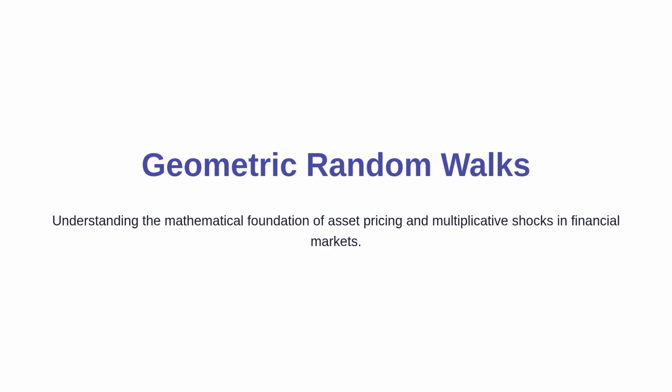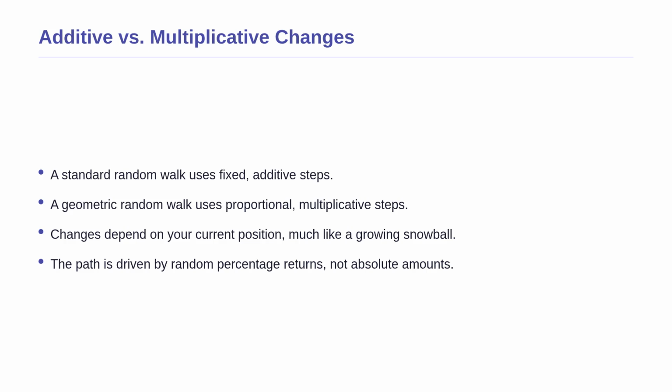We will build this concept from the ground up, starting with simple intuition and moving all the way to real-world financial applications. By the end of this lesson, you will understand exactly why asset prices behave the way they do. Let us get started. To understand a geometric random walk, imagine playing a board game.